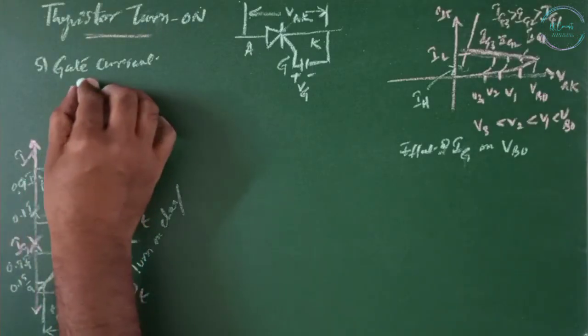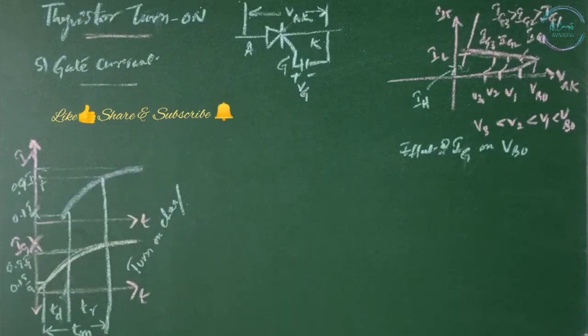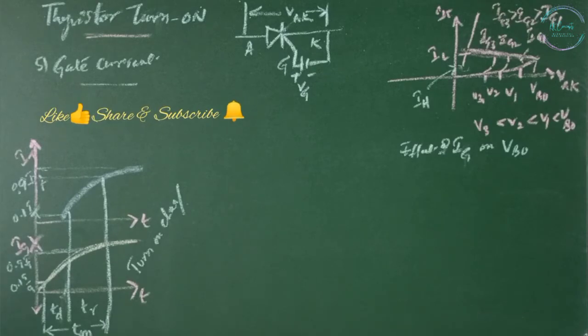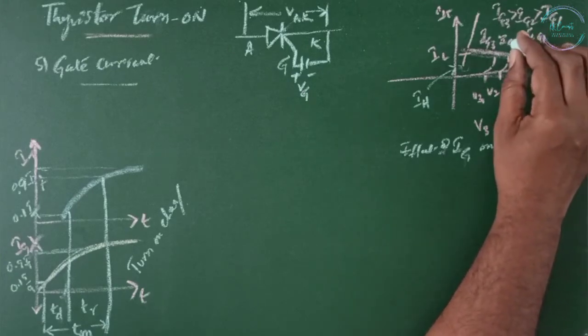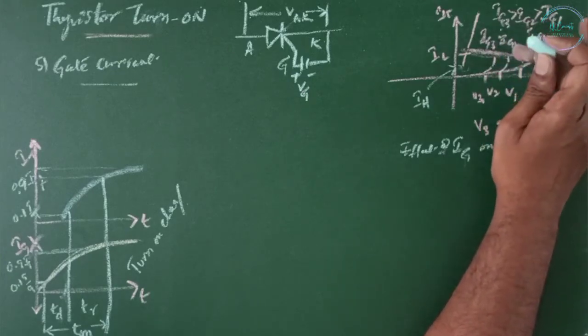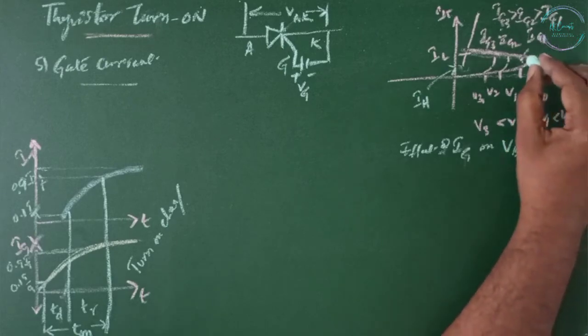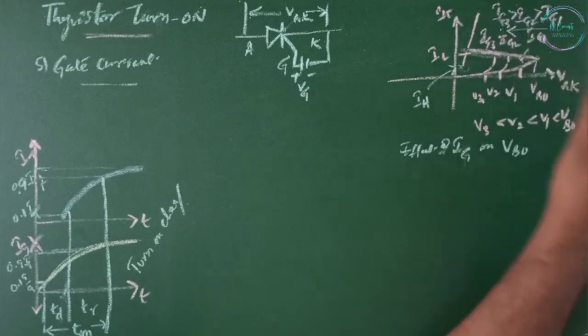The fifth type is gate current. If a thyristor is forward biased, the injection of gate current by applying a positive gate voltage between the gate and cathode terminals would turn on the thyristor. As the gate current is increased, the forward blocking voltage is decreased. You can see the gate currents Ig1, Ig2 and Ig3, where Ig3 is greater than Ig2, Ig2 is greater than Ig1, so gate current is increasing from Ig1 to Ig3.